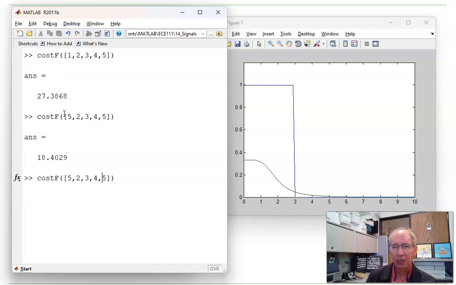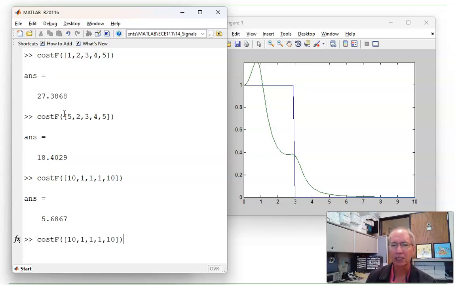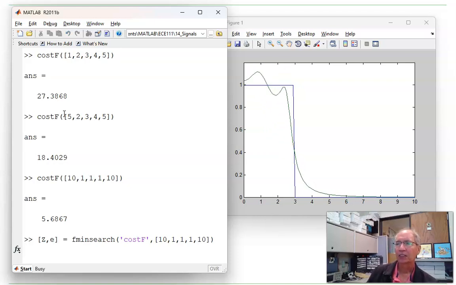It's better. Let's make this one s squared plus s plus 1, s squared plus s plus 10. Better. And guess again, or let MATLAB guess for you. So to minimize the function cost f, here's my initial guess. And I'll sit there and vary the 5 parameters, vary A, B, C, D, E, until I can't do any better.